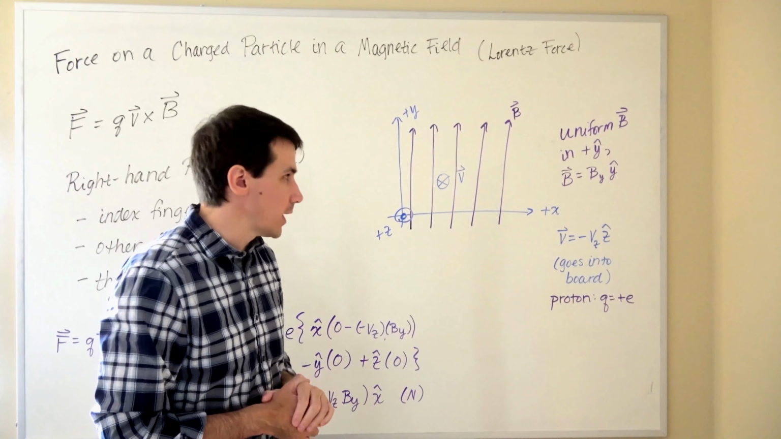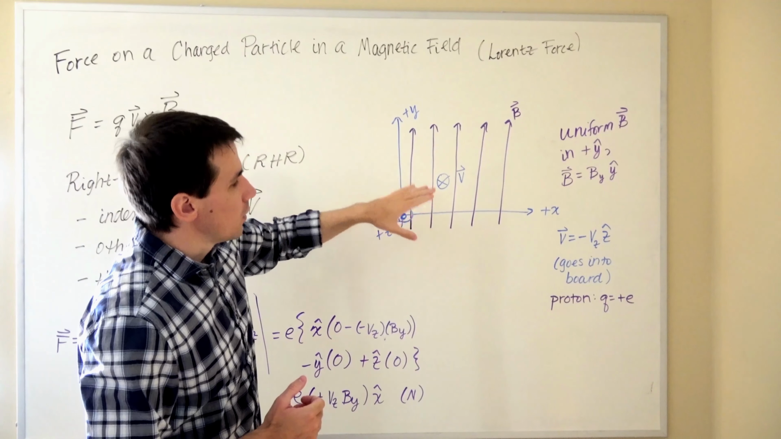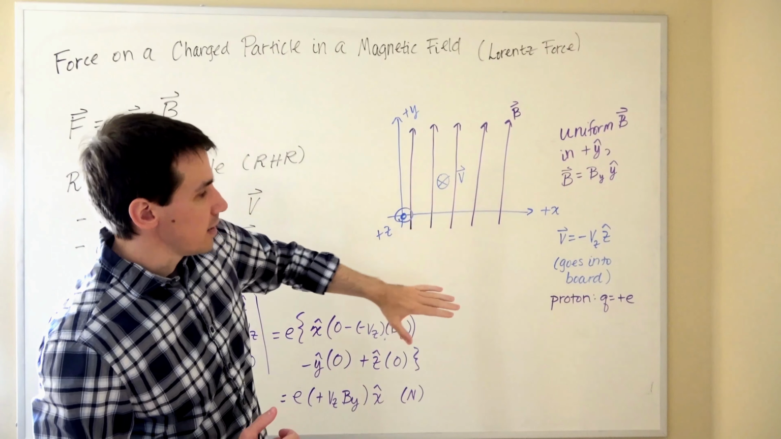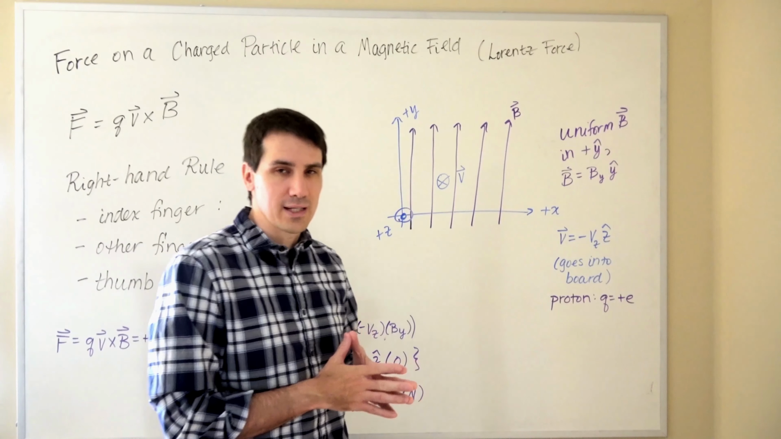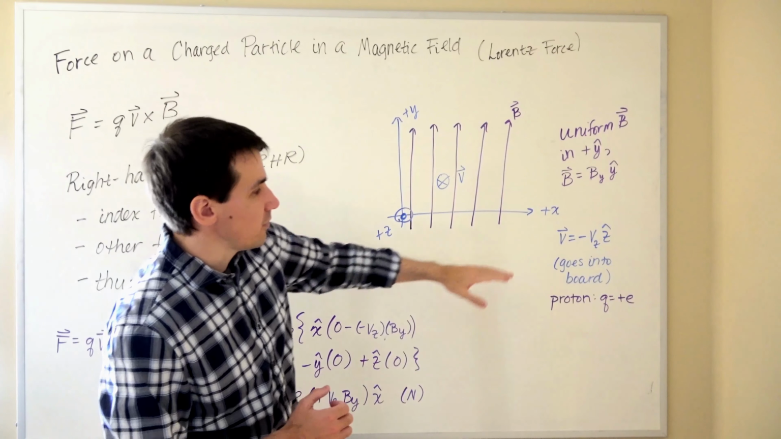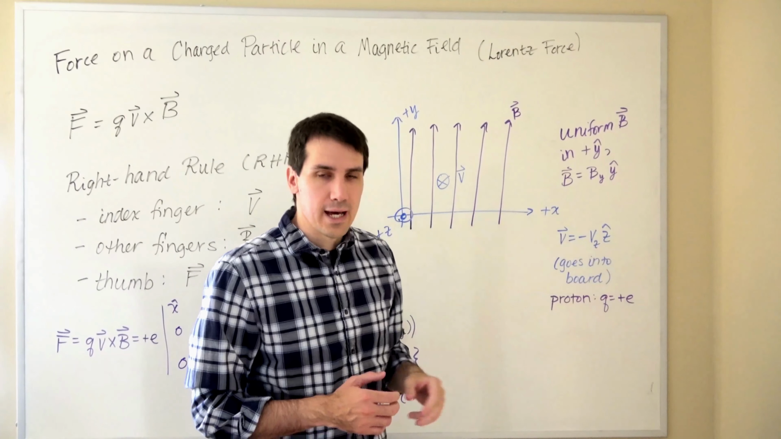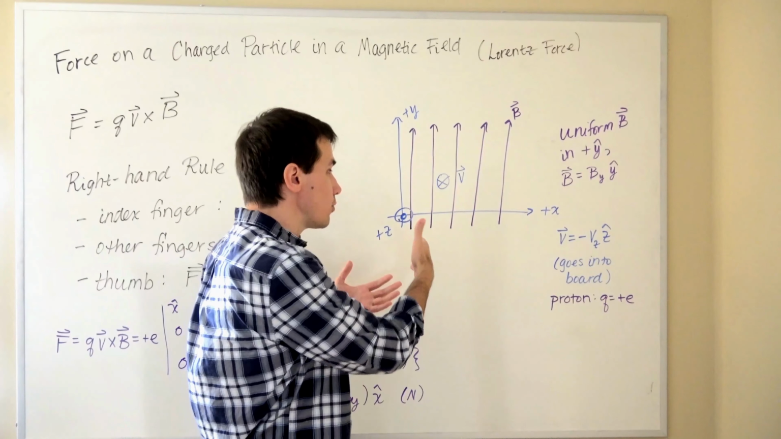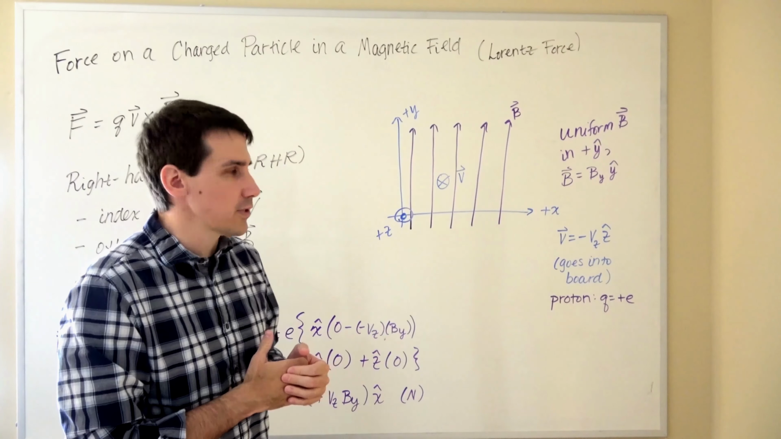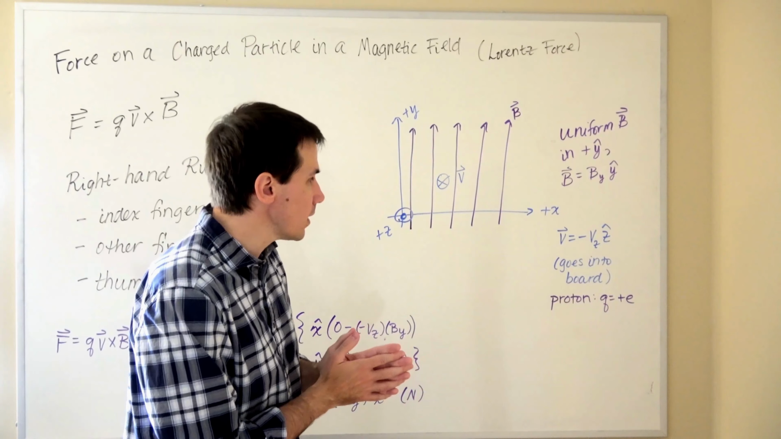Okay, so our setup is that we have a proton, so it has a charge of plus E, where E is our 1.6 times 10 to the negative 19th coulombs. It has a velocity of negative v_z z hat, so it has some velocity into the board in the negative z hat direction. And it is moving through a magnetic field that is only in the y direction, which we will write as B_y y hat. So B_y could be 5 millitesla, right? It's just standing in for some number that we can fill in later, right?